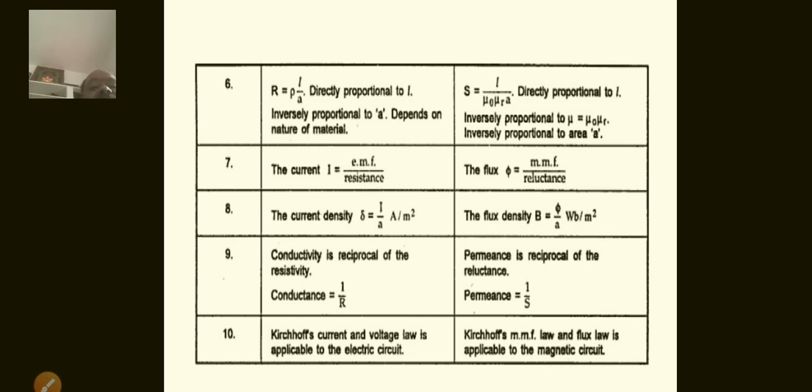So now the last point: Kirchhoff's current law and voltage law are applied to the electric circuit, and Kirchhoff's magnetomotive force law and flux law are applicable to the magnetic circuit. That is the main difference between electric and magnetic circuits.